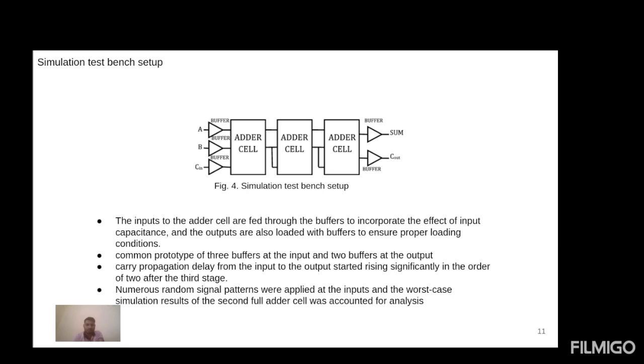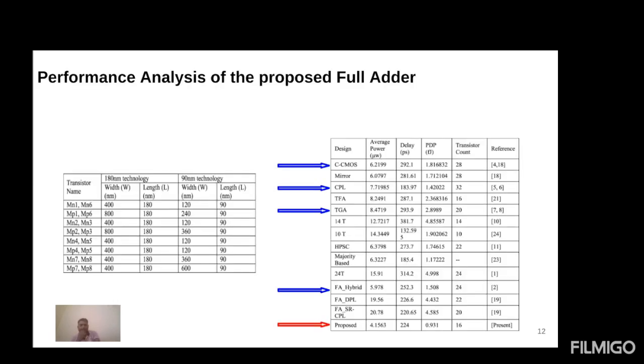Going to the next slide, we are going to discuss the performance analysis of this proposed full adder. There are two tables, on the left and right side. On the left side we are focusing on the sizing of the transistors used in our proposed full adder of this review paper, and on the right side, the performance analysis by measuring some performance parameters.